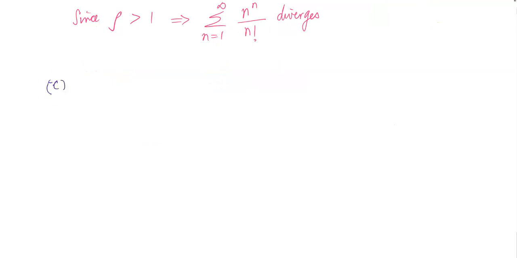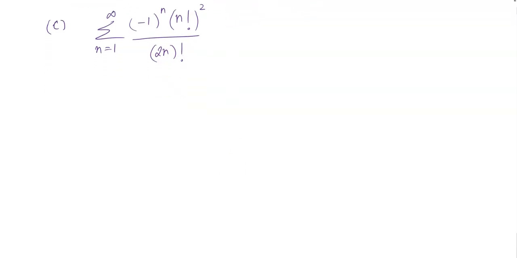And here's the third problem. Alright, this looks a little more complicated. We have summation of -1 power n, factorial squared over 2n factorial. Okay, the 2n is together. Okay, they wanted us to use the ratio test, so we'll go ahead and complete it that way. a_n is this whole thing that's inside the summation.